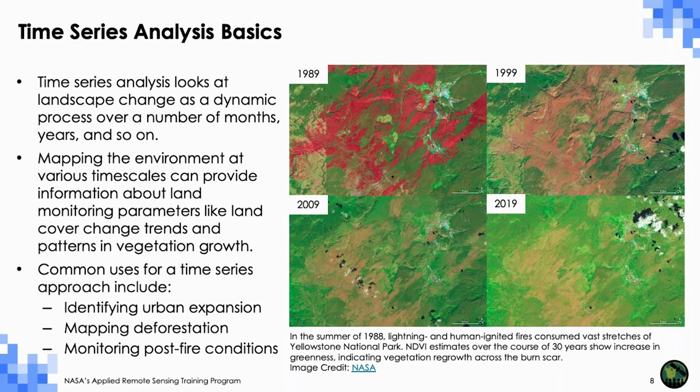We have an example of this last use here on the slide. Remote sensing scientists have been monitoring post-fire recovery in Yellowstone National Park for decades after a series of lightning and human-caused fires consumed vast stretches of the park. Here you can see the use of a normalized difference vegetation index to track post-fire vegetation recovery in the area over the course of 30 years. With this example, it's really important to recognize that the necessary timescale for your own analysis will be different depending on the type of disturbance or change that you're interested in. In this case, a long time series is necessary to capture the recovery of the landscape.